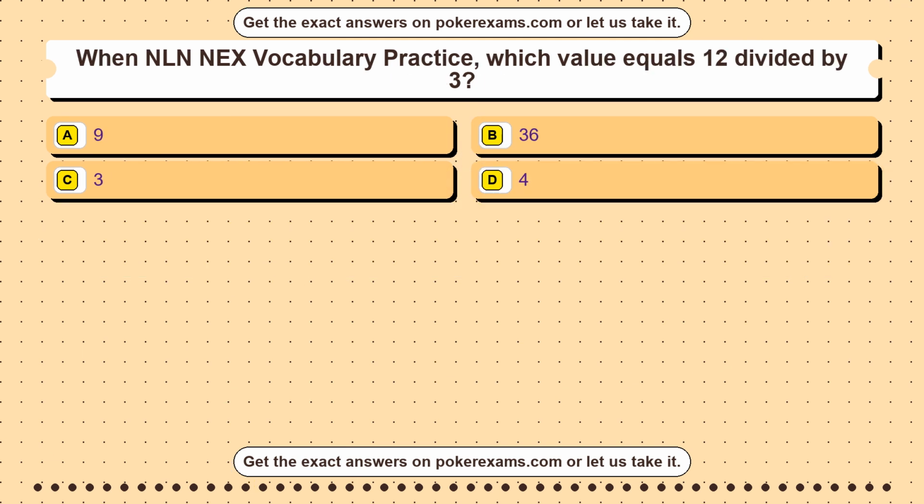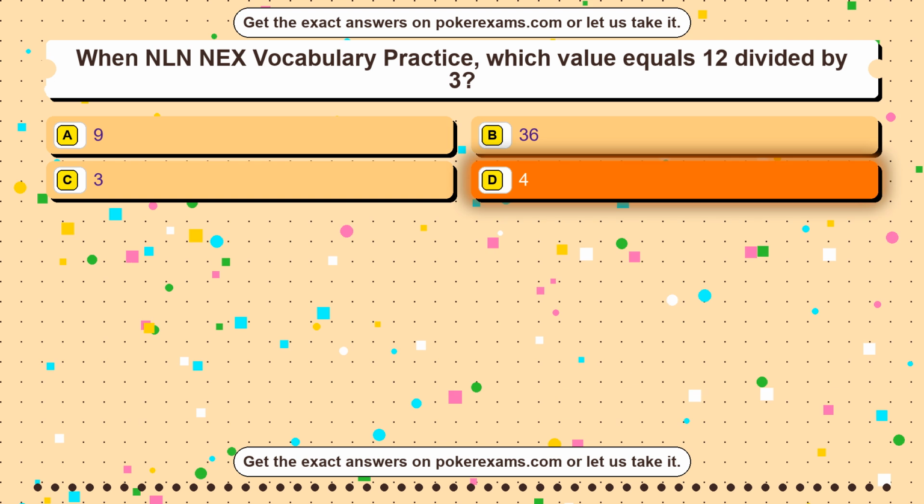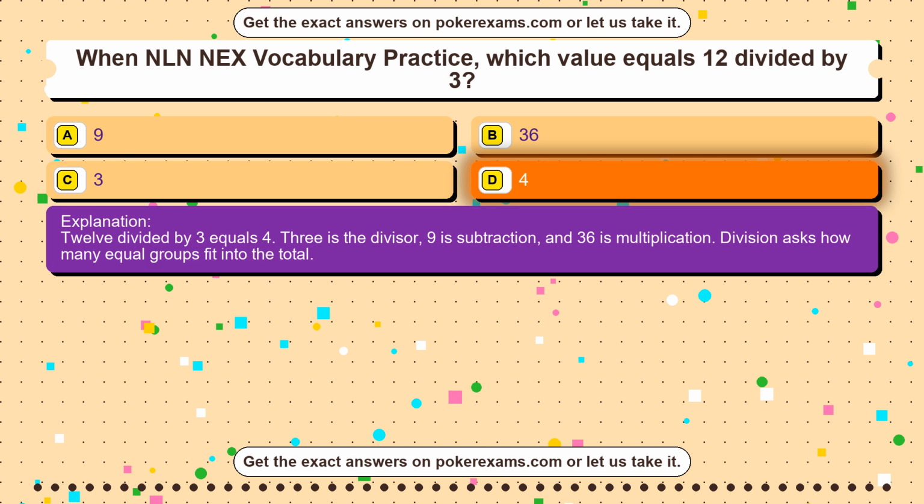Question 19. When GED test prep, which term means the result of an experiment can be repeated? Option A ancient. Option B estimated. Option C reliable. Option D biased. The correct answer is option D. Reliable results can be repeated under similar conditions. Biased means unfairly influenced, ancient relates to age, and estimated means approximated. Repetition strengthens scientific confidence.